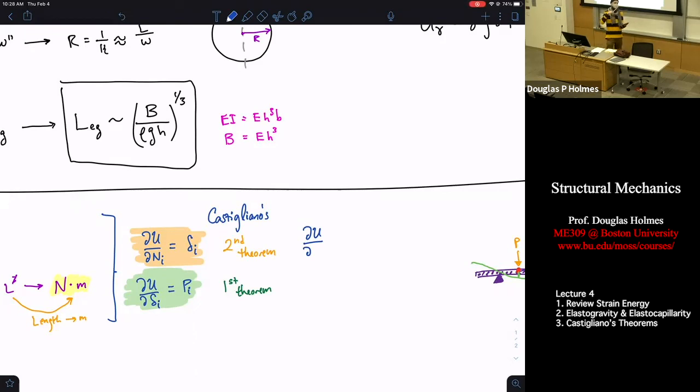Look at your dimensions. If you take a derivative of your strain energy with respect to a couple, which has units force times distance, you're going to get something that's dimensionless. What's dimensionless? The slope of your curve is dimensionless. So if you take a derivative of your strain energy with respect to your couple at some point, it'll tell you what the slope is at that point.